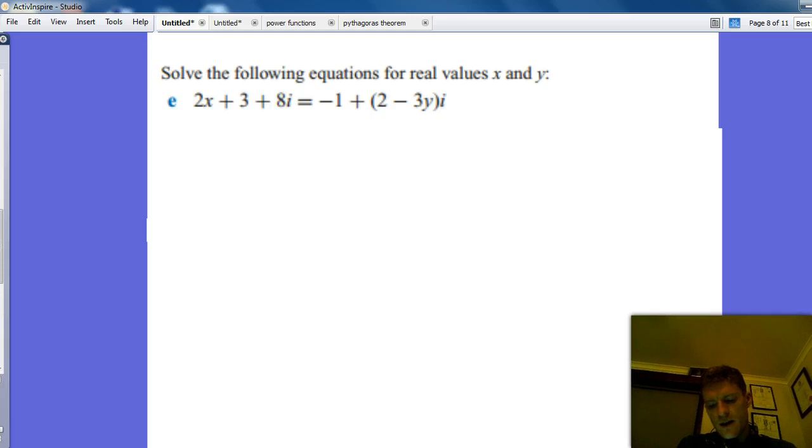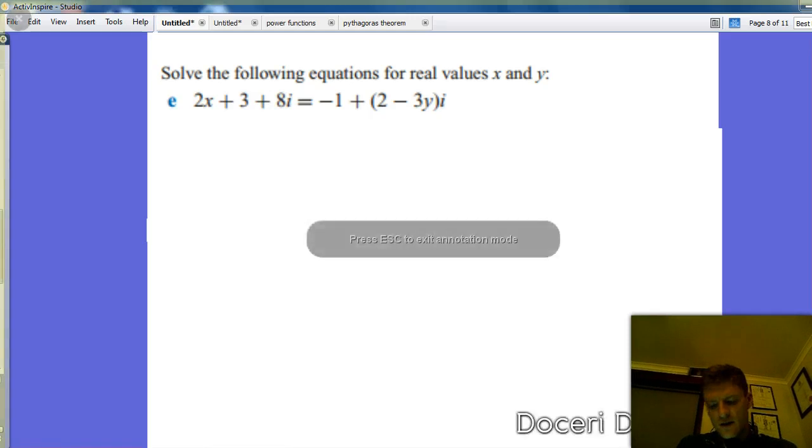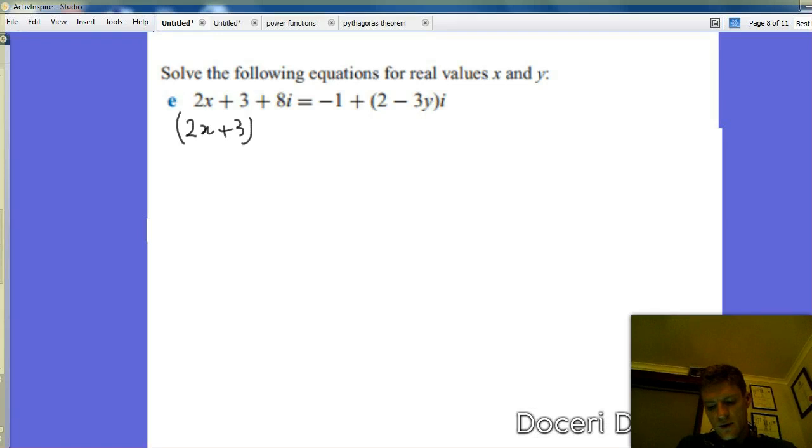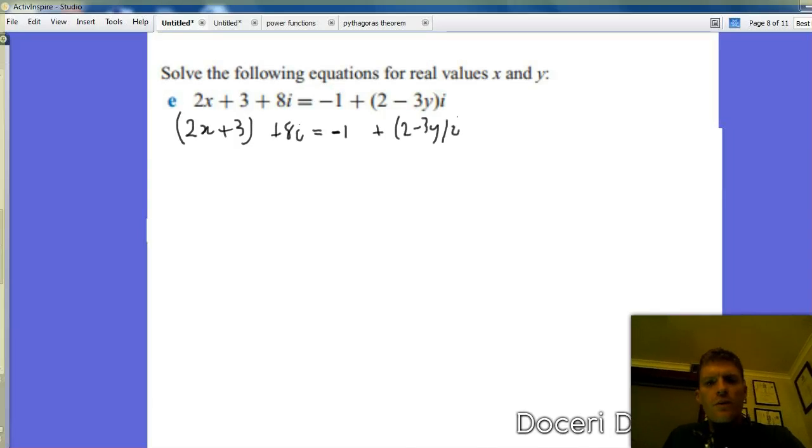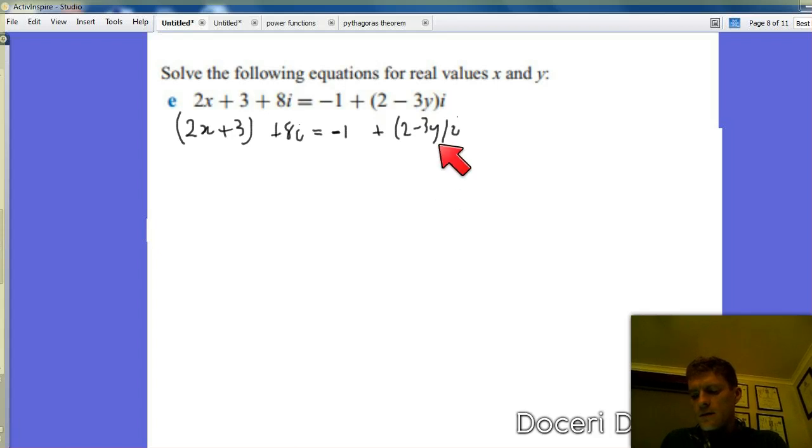So in the first, let's identify that the 2x plus 3, that's the real part on the left hand side, plus 8i is equal to this is the negative 1, that's the real part, and 2 minus 3y, that's the imaginary part. So if we equate the imaginary parts together, and re-equate the real parts together, we'll end up with two little equations.